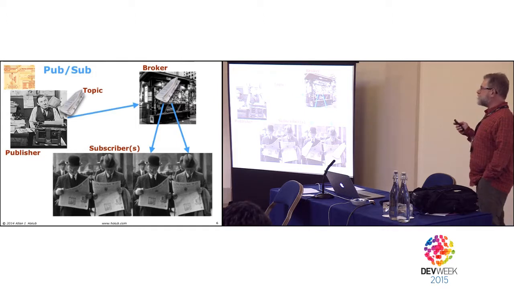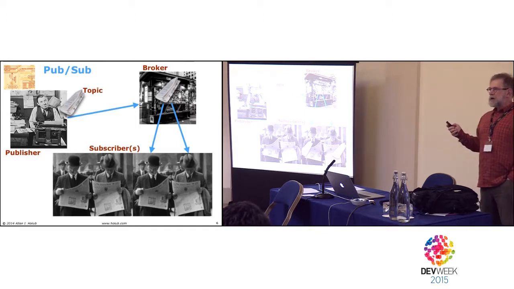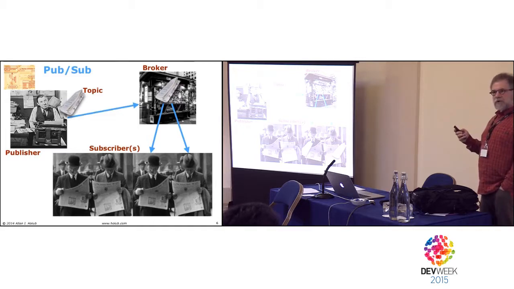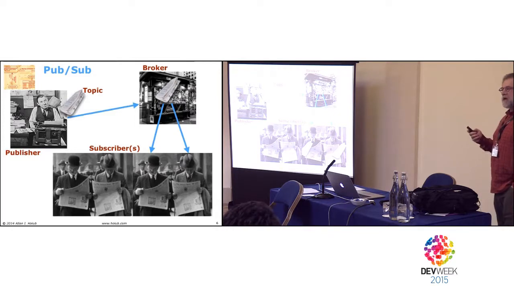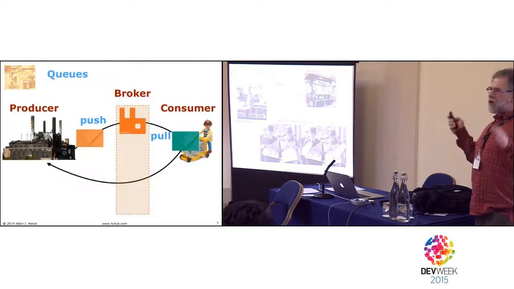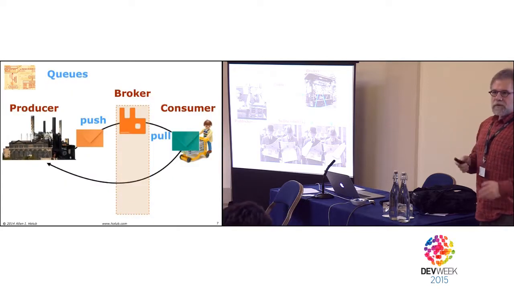But this is a topic-based system. The publisher doesn't know how many subscribers there are. The subscribers don't really know who the publisher is. The publisher could tell them. You could put into your payload some kind of return address or some sort of indication about who's doing the publishing. But generally, the subscribers are just interested in being notified that something has happened.